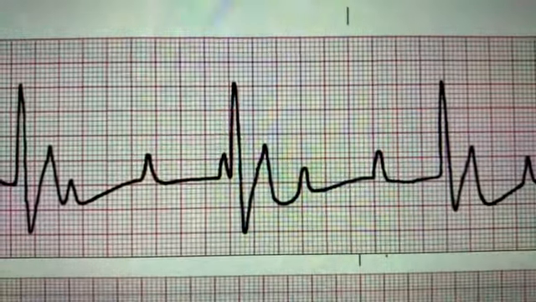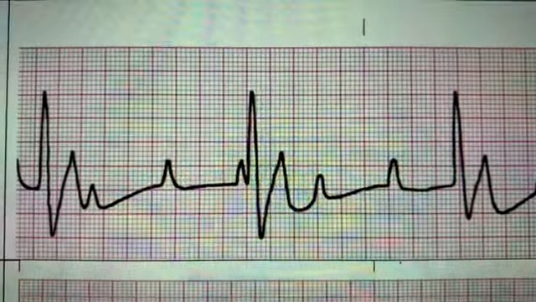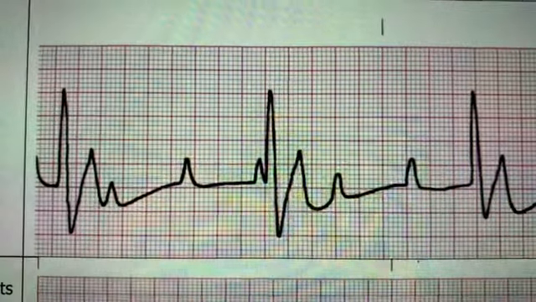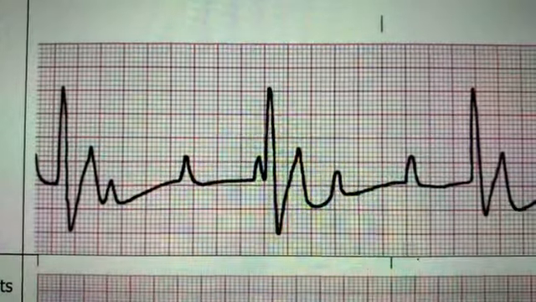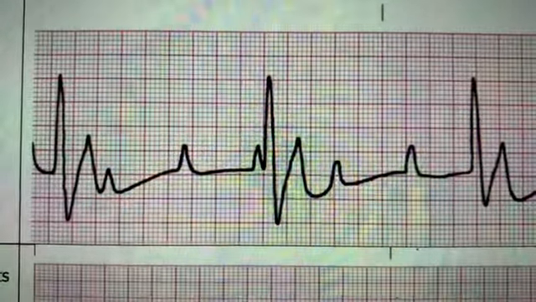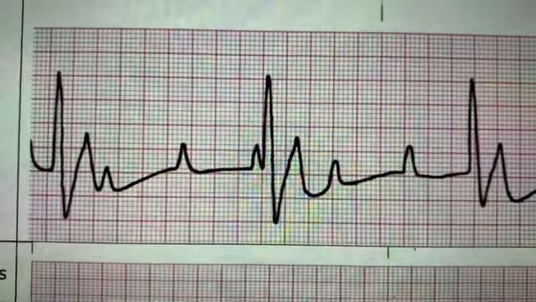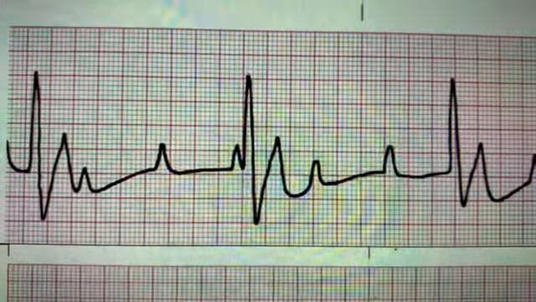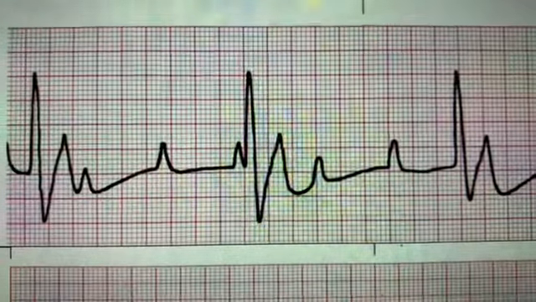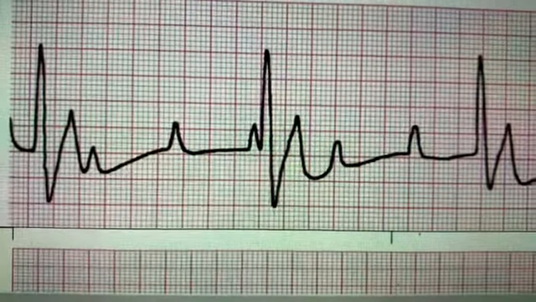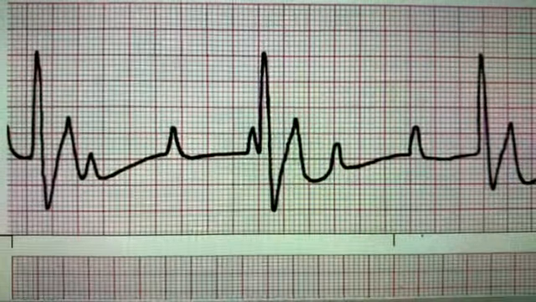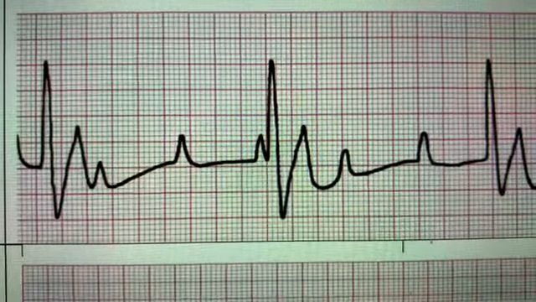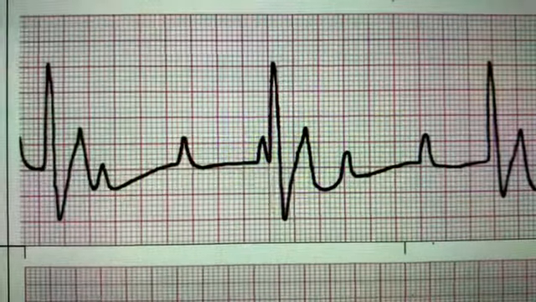Okay, so next we have the third degree AV block, or a complete heart block. Some characteristics that you'll notice on an EKG are that the atrial rate is usually within 60 to 100 beats a minute, and the ventricle rate depends on where the block is located. The P wave has a normal shape. Typically, the PR interval can vary, and then the QRS complex is typically normal.